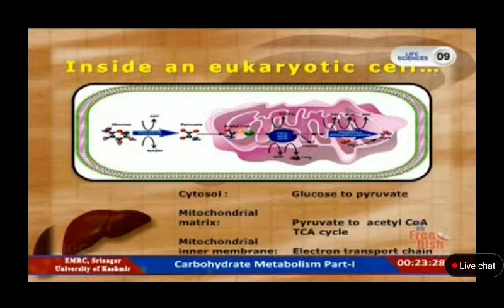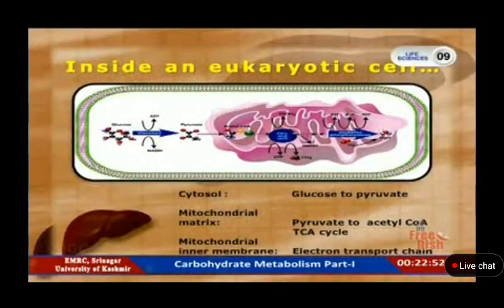Then the pyruvate molecules migrate into the mitochondrial matrix. There they are converted to acetyl-CoA. Acetyl-CoA is a 2-carbon molecule. The acetyl-CoA is degraded via a cycle called the TCA cycle or tricarboxylic acid cycle, and the carbons are released as carbon dioxide. During this oxidation, the electrons released are captured by electron acceptors like NAD+, FAD, or sometimes NADP+, and they are converted to NADH, FADH2 and NADPH.